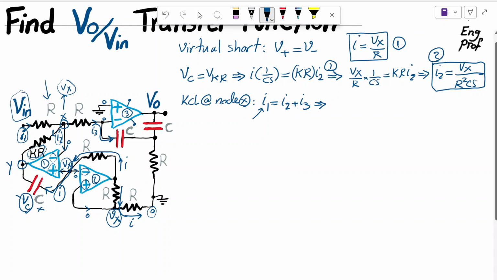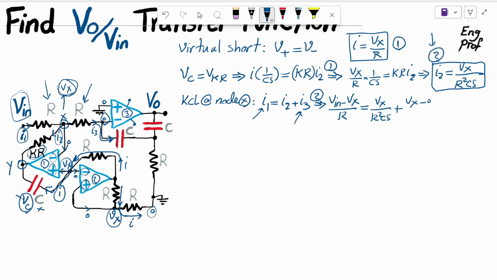So it's going to be Vin minus Vx divided by resistor R, equal to I2, which is the one that I found from equation 2. So I'm going to use equation 2 to substitute for I2, which is Vx over R squared Cs. And then for the I3, it's simply Vx minus 0 divided by the resistor in between, R. So Vx minus 0 divided by R.